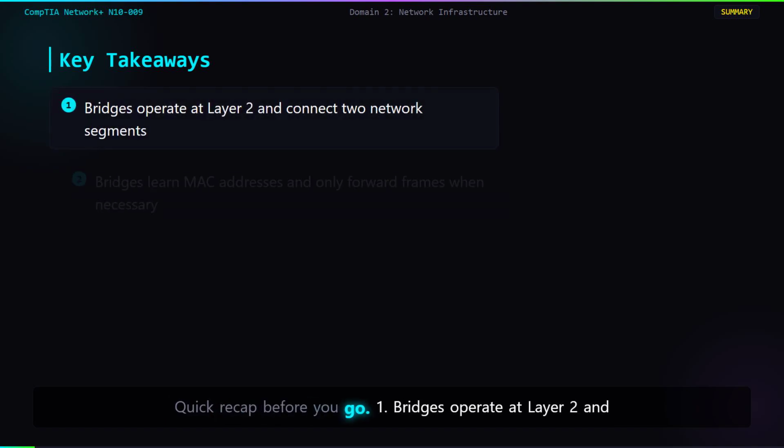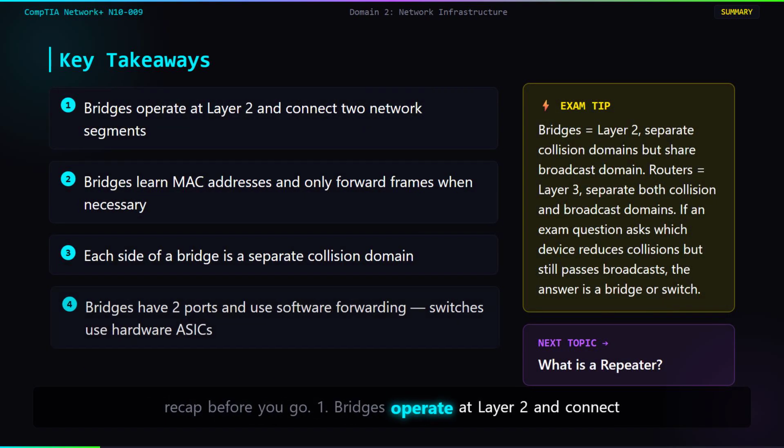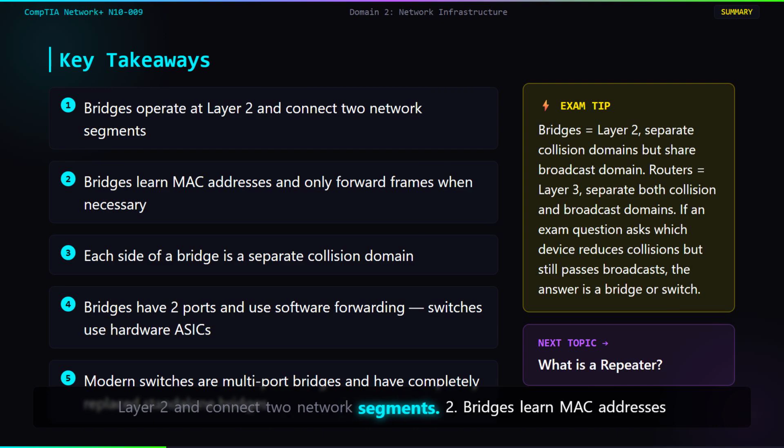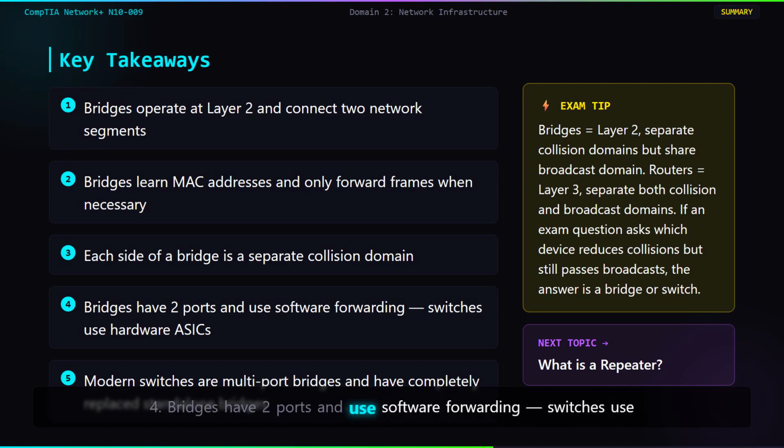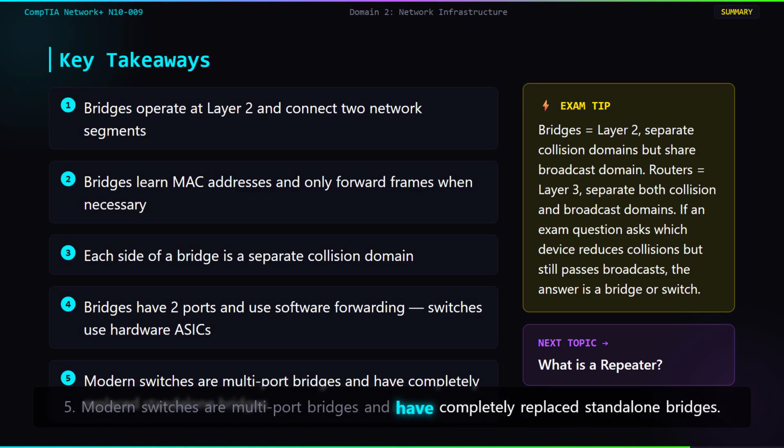Quick recap before you go. 1. Bridges operate at Layer 2 and connect two network segments. 2. Bridges learn MAC addresses and only forward frames when necessary. 3. Each side of a bridge is a separate collision domain. 4. Bridges have two ports and use software forwarding. Switches use hardware ASICs. 5. Modern switches are multi-port bridges and have completely replaced standalone bridges.